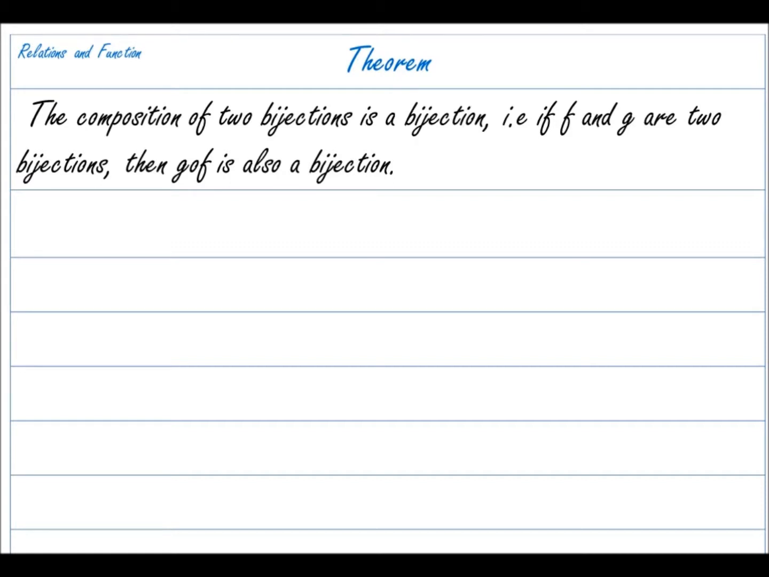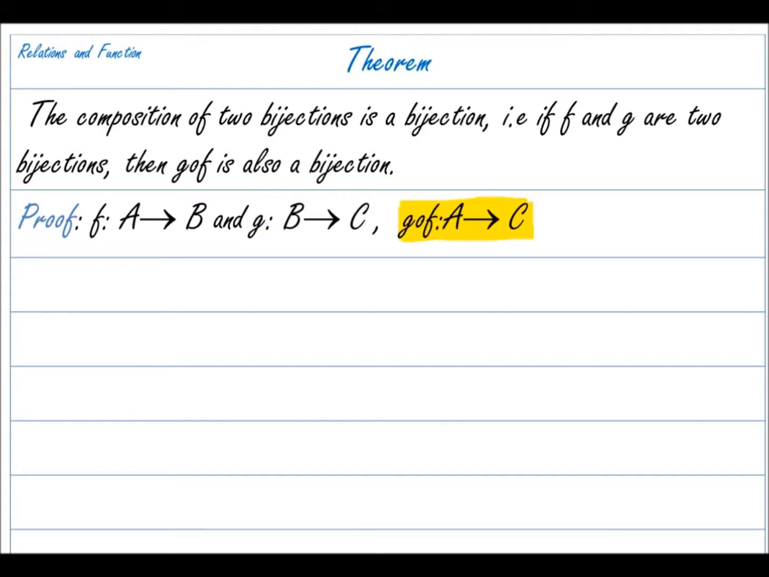Now suppose the function f from A to B and the function g from B to C are two bijective functions, and suppose the composition of f and g is defined as gof from set A to set C. Now gof will be a bijection if it is injective as well as surjective. So let's first check whether this function is injective or not.